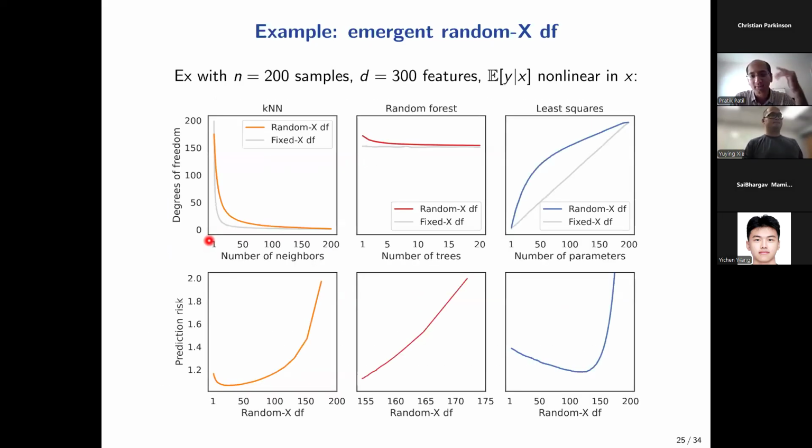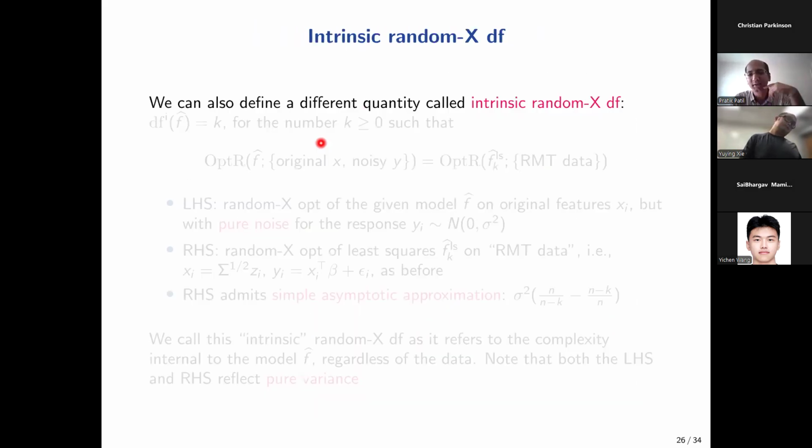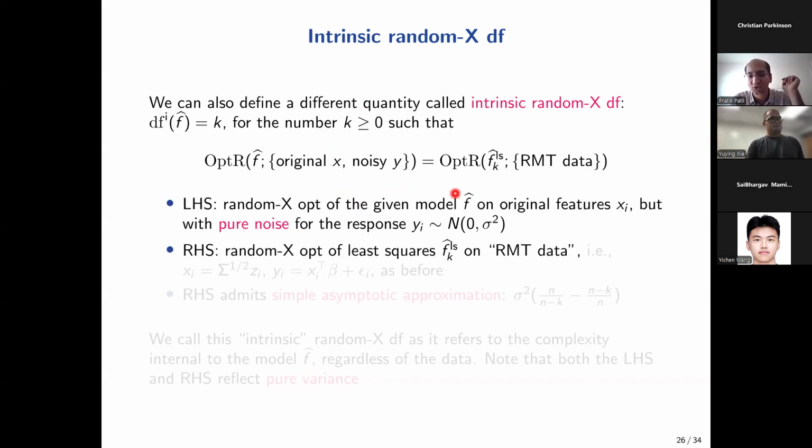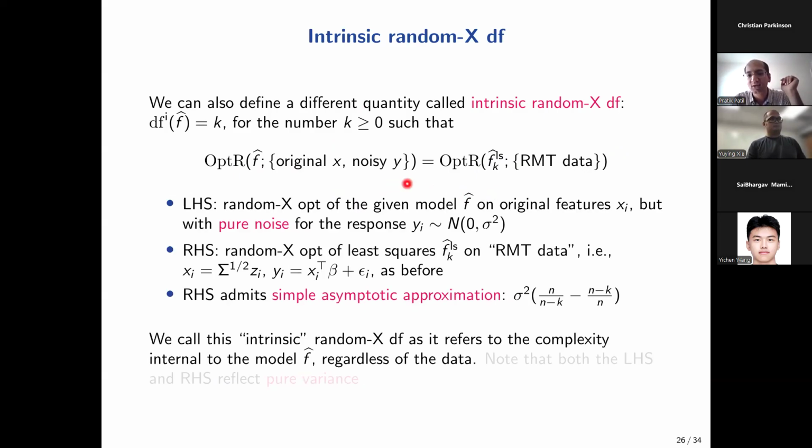So far I told you the emergent degrees of freedom. That was when you're fitting on the entire response. There is another version we could do, which is more intrinsic, and it's roughly the same idea where on the right-hand side the reference is always the least squares. You're fitting on this random arbitrary data, but on the left-hand side, instead of training on all your responses, you simulate pure noise, and you compute your optimism on pure noise, and you still do the same matching.